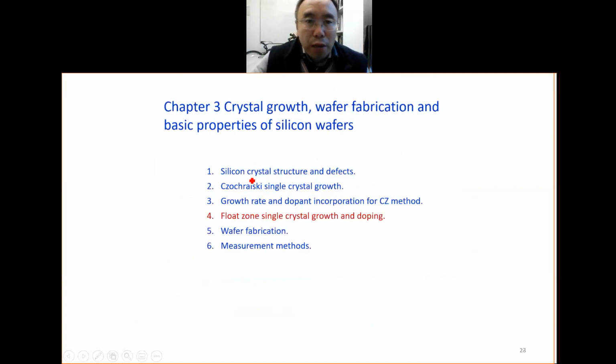So now we look at float zone growth. What we talked about is called a CZ. This one is called FZ, float zone. So Czochralski is CZ, this is FZ. So why do we need FZ growth?